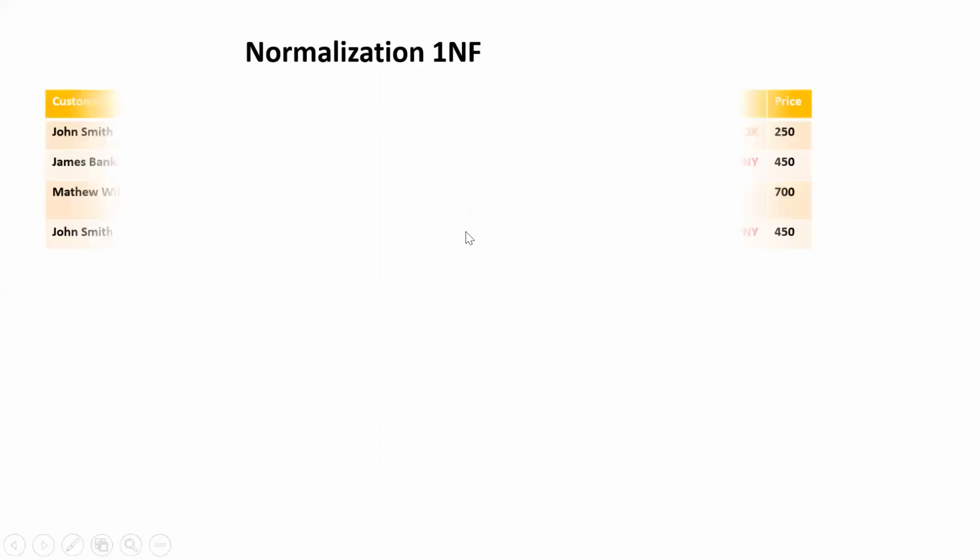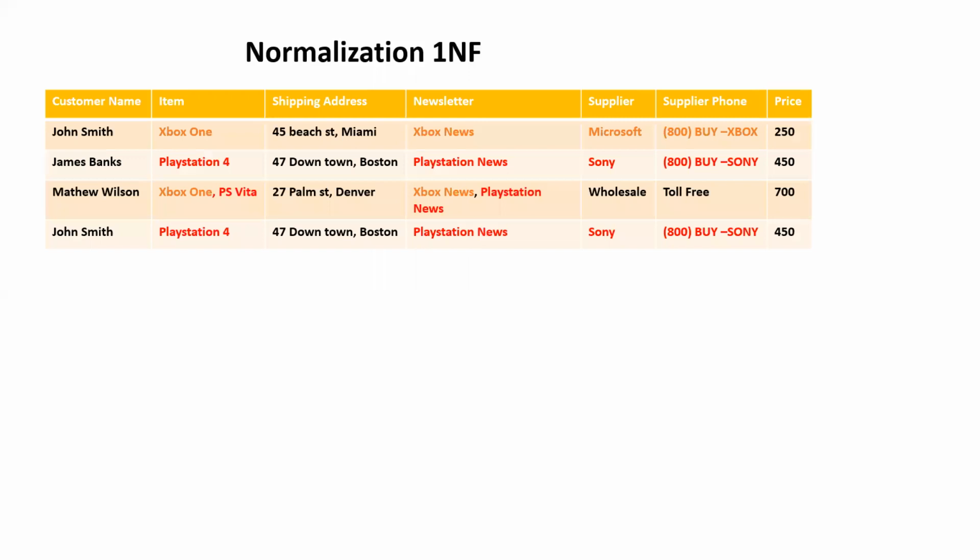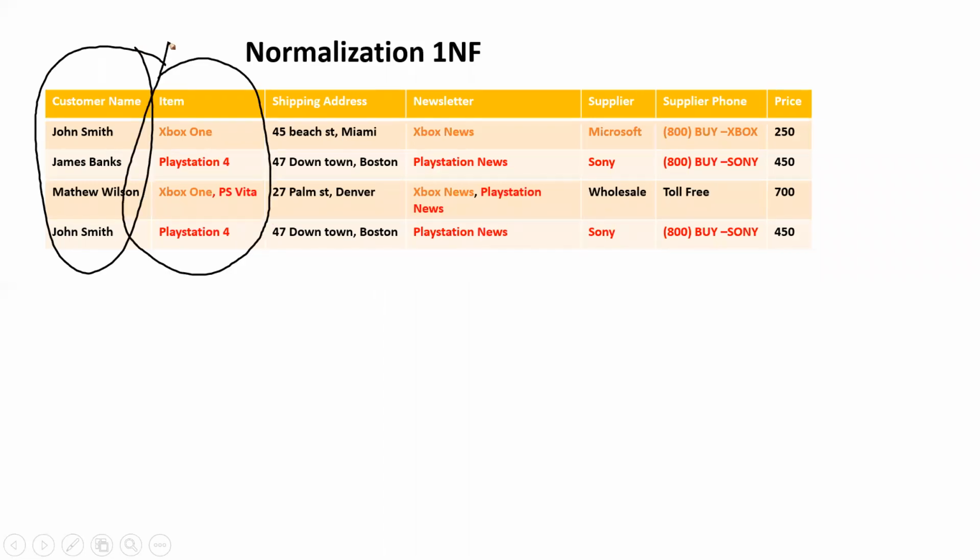Now, if you see here, this is my very first table, and here we have the details about the customer name, item. John Smith purchased Xbox One. James also purchased PlayStation 4. Matthew purchased Xbox One and PS Vita. Now, you can very well see that in a single cell, I have two values, right?